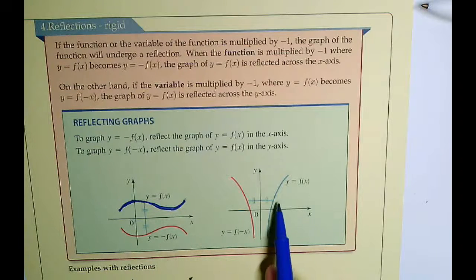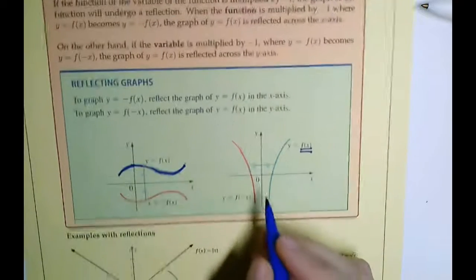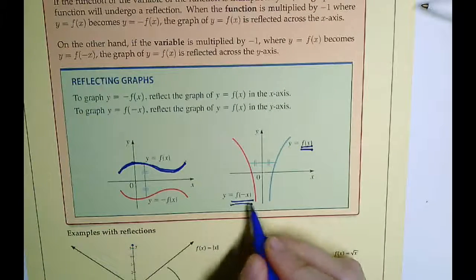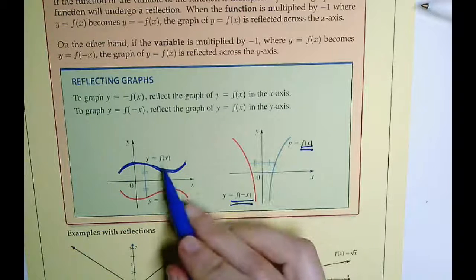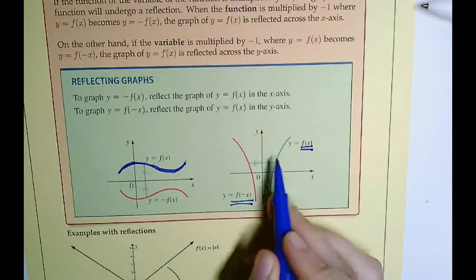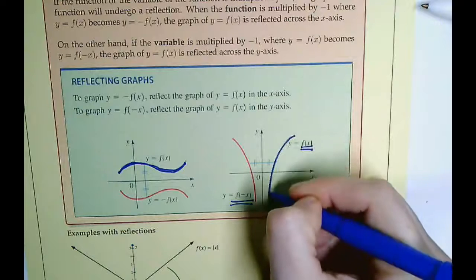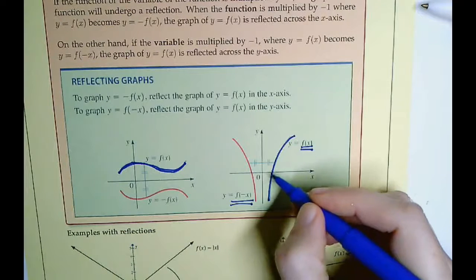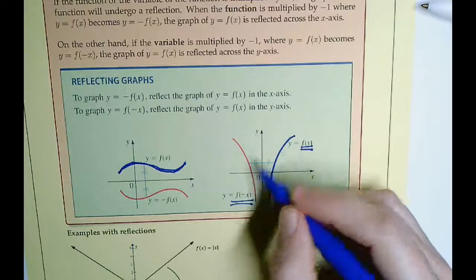If the variable itself, so if I have f of x and I want the graph of f of negative x, if the negative goes with the x, not on the outside with the y, then I have a reflection over the y-axis. So this is the graph of f of x. The graph of f of negative x is going to be the reflection over the y-axis.